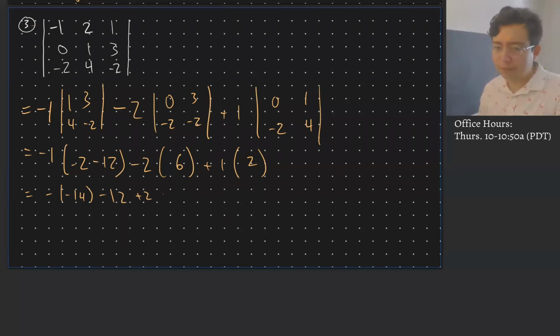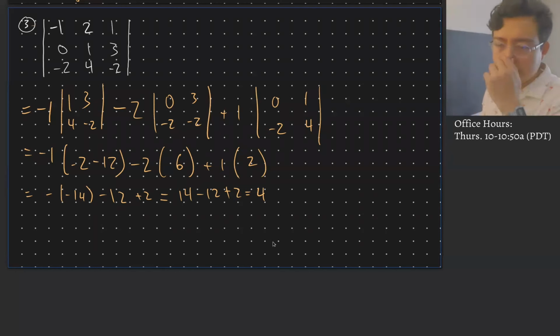Okay, this is 14 minus 12 plus 2, so we get a 4 here. Cool. Did I make any mistakes? This is definitely the type of problem where I would make a mistake, so let's double check everything. No, it looks good.